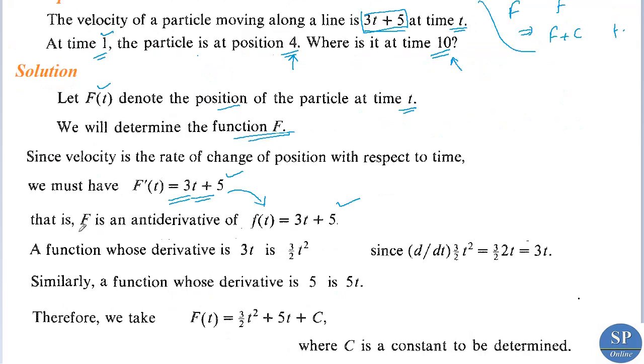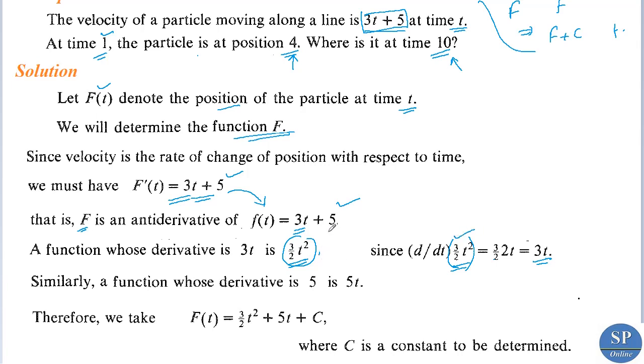So to find the function F, we need to find the antiderivative of this function 3t plus 5. So the antiderivative of 3t is equal to 3/2 t squared, because the derivative of this function is equal to 3t, that is d/dt of 3/2 t squared is 3/2 into 2t, that is 3t. So a function whose derivative is 3t is 3/2 t squared.